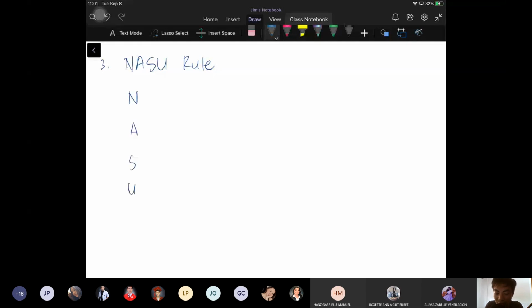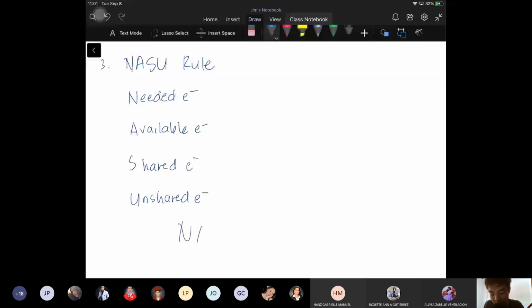So, NASU rule, it contains 4 different numbers, no, which are needed to complete your Lewis structure. N stands for the needed electrons. A stands for the available electrons. S is for the shared electrons. U is for the unshared electrons. Pag ginugol nyo ito, makikita nyo rin yung NaSL. L stands for the lone pair or the unshared electrons. Okay. So anyway, balik tayo.